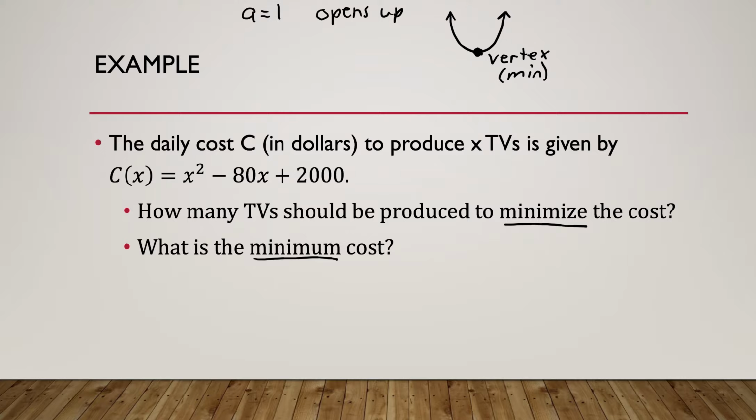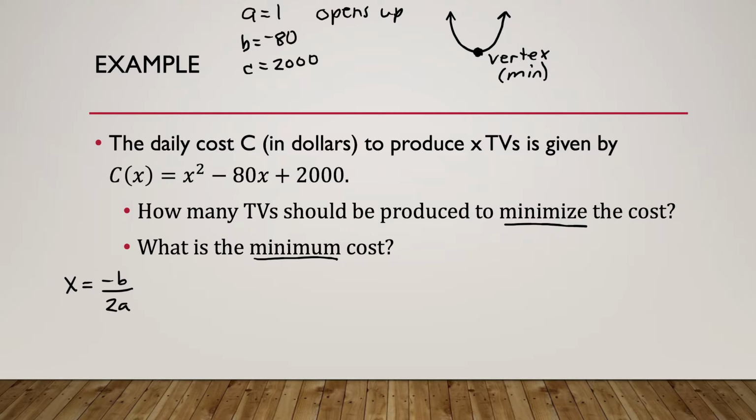All right, so our job is the same. We need to find the vertex. So I know that a is 1, the b value is negative 80, and the c value is 2000. So I'm going to find my vertex first. I'll do that by using my formula, x equals negative b over 2a.